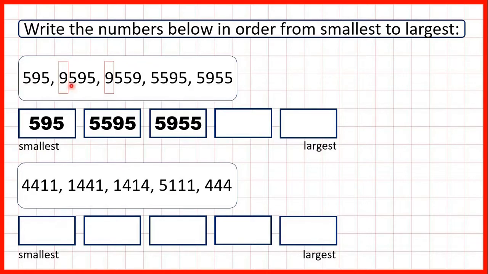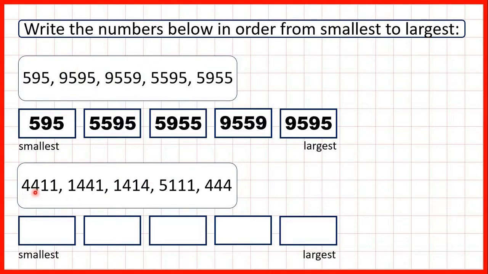To see which is next smallest and which is largest, again we need to look to the next place value column along. But here they both have 5 in the hundreds, so we move along again and look at the tens. Here we have 9 tens, but here we only have 5, so this number is next smallest, and then this number with 9 tens is our largest number.